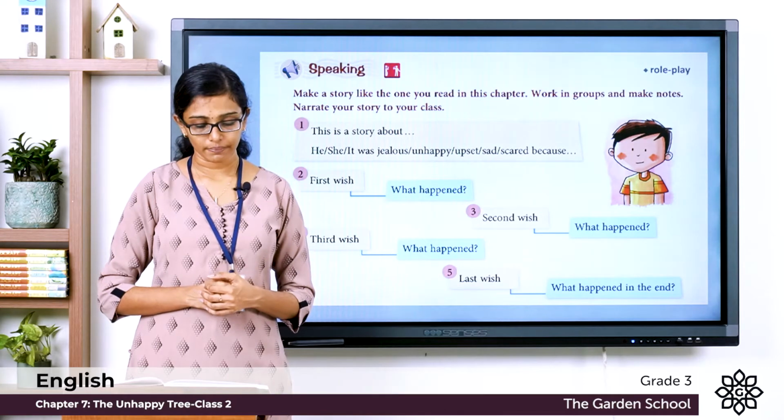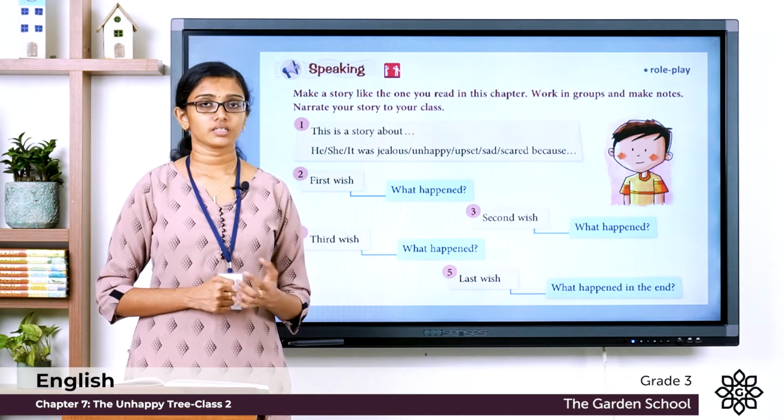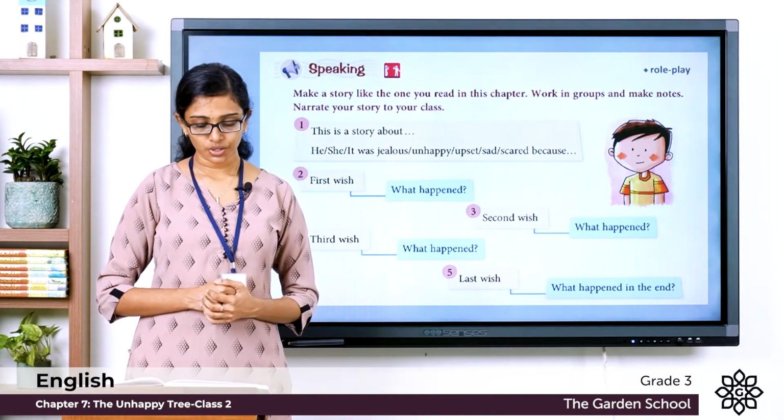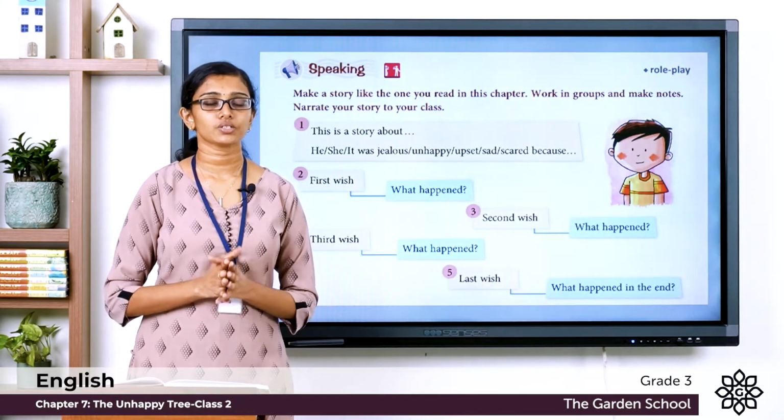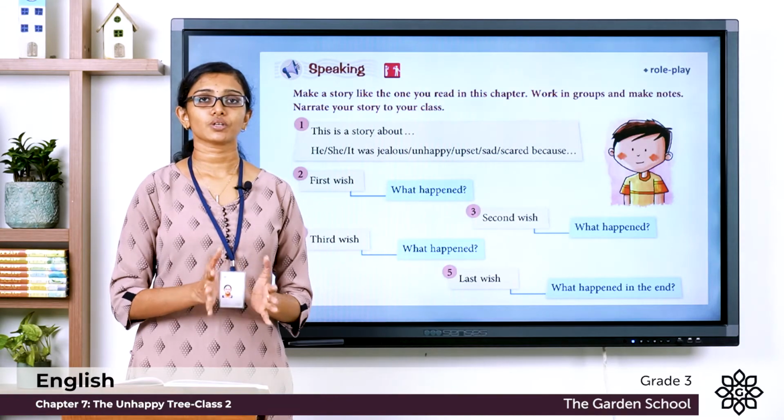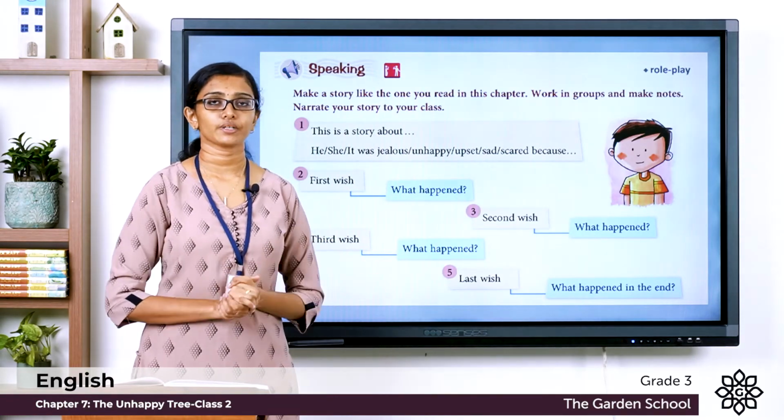Second wish, then what happened? Then a third wish and you can tell what happened next. And last wish, what happened in the end. You're asked to make up a story and tell the story. A story similar to the story we learned in the chapter, The Unhappy Tree.